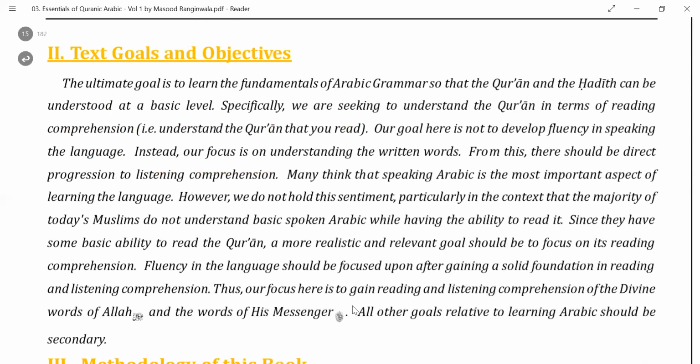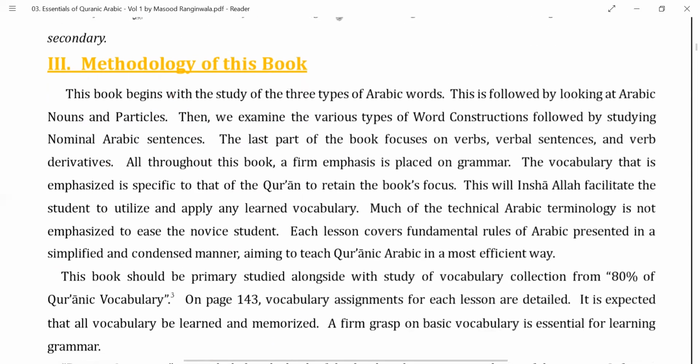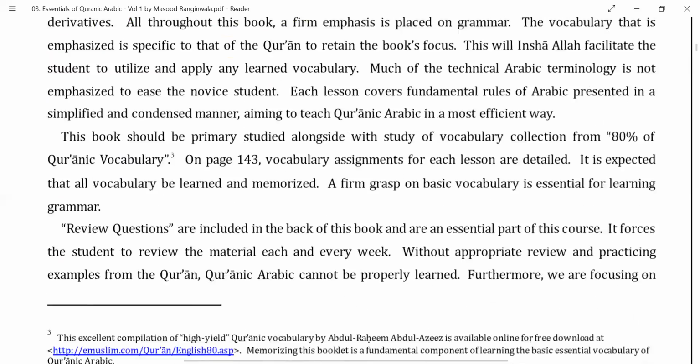Now, this part as well, I would want all of you to go through is text goals and objectives. What is the goal of this book? What is the goal of Arabic grammar? How is the methodology of this book? This you all can just read through. As and when we proceed, again later on when you read this, you will understand more on what's written over here. So just read through.